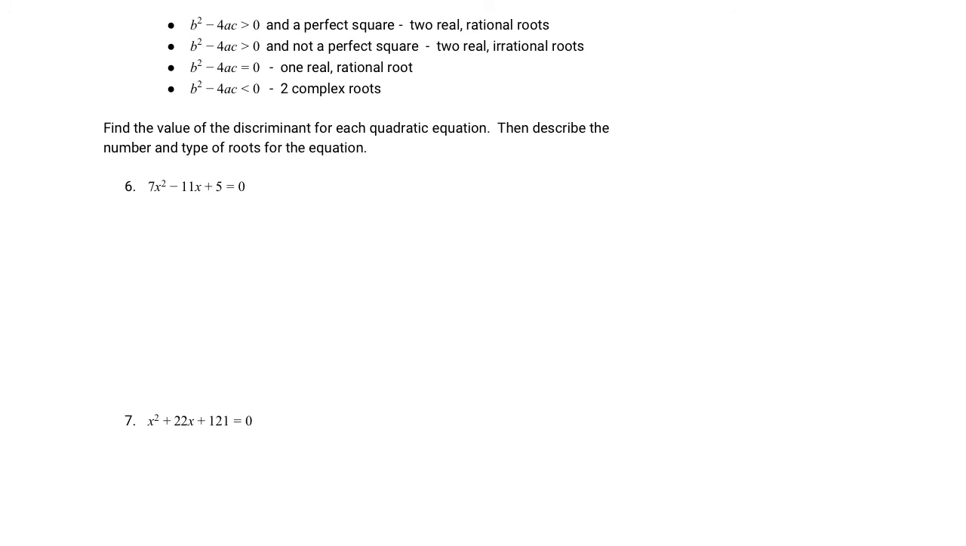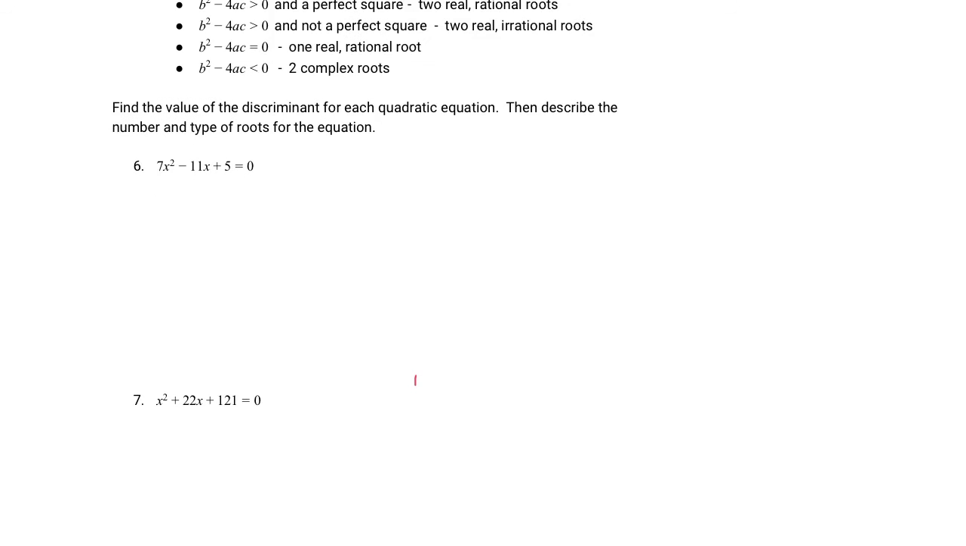If our discriminant is greater than 0 and a perfect square, there are 2 real rational roots. Okay, this is important. It has to be a perfect square for 2 real rational roots. If it's greater than 0 and not a perfect square, there are 2 real irrational roots, which means I'm going to have a radical in my answer. If it's equal to 0, there's 1 real rational root. Just like we saw above, when your radical is 0, you just get 1 answer, and it's real. If it's less than 0, there's 2 complex roots, meaning we're going to have an i, because you're going to have a negative radical. Let's do just a couple of these, and then you'll be on your own.